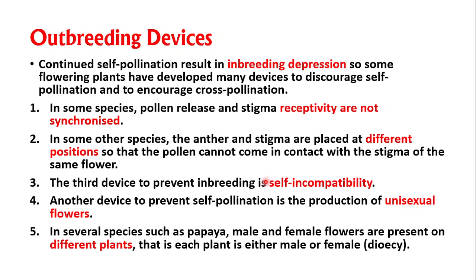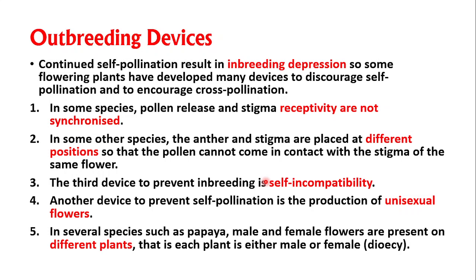Coming to the next one, in several species such as papaya, male and female flowers are present on different plants. In the fourth one, the flowers will be unisexual, but they may be present on the same plant. But in some cases, the complete plant itself will have only male flowers or only female flowers. That means the plant itself will act as either a male plant or a female plant.